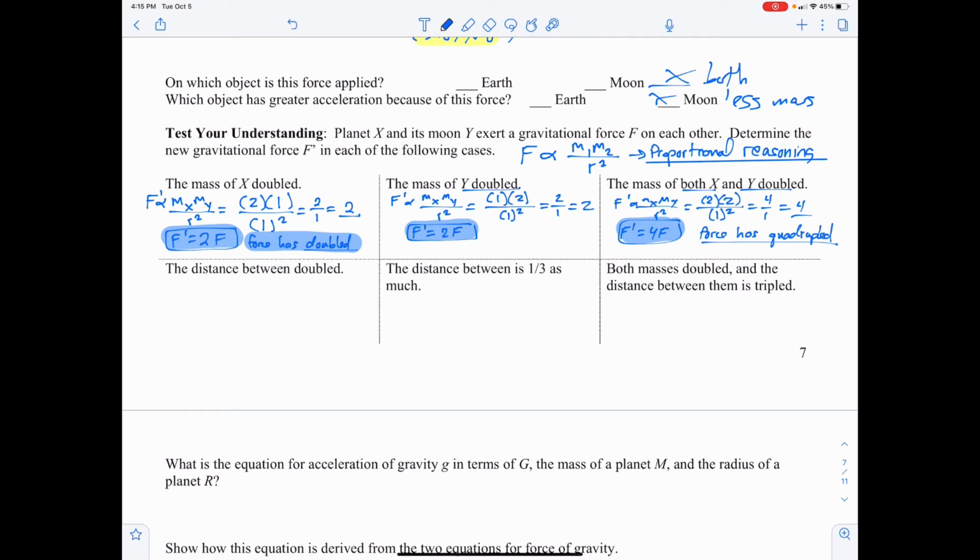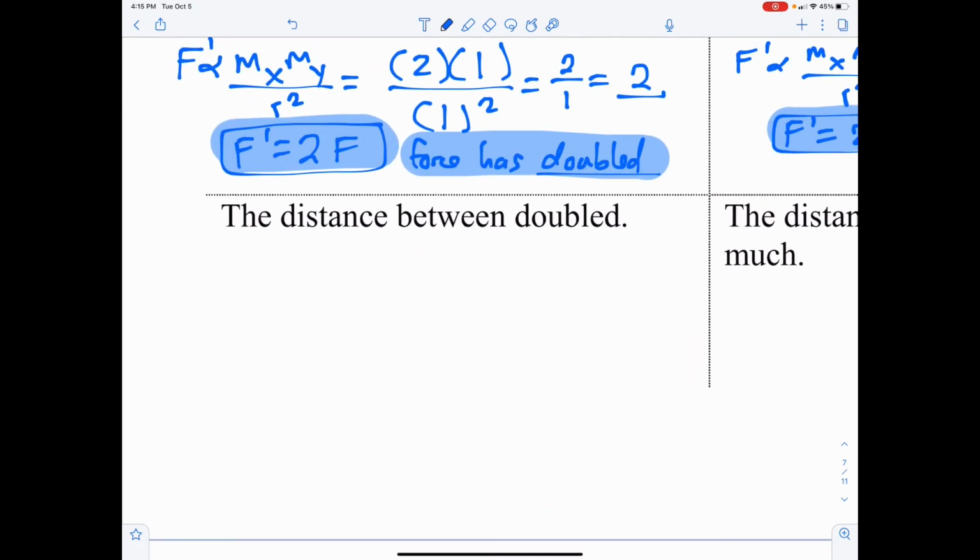Okay, let's see how you did. In the 4th example, the distance between them is doubling. So F prime is proportional to mx times my over r squared.